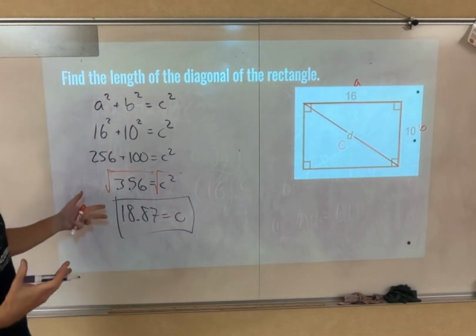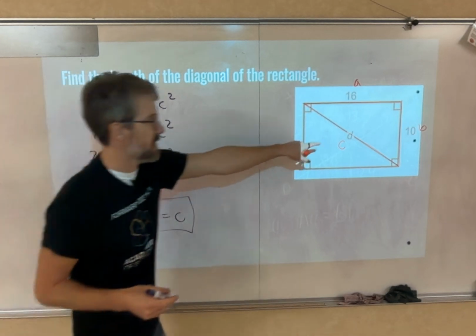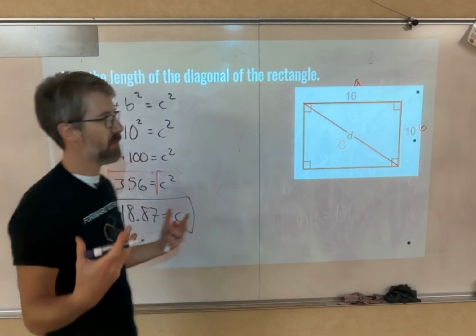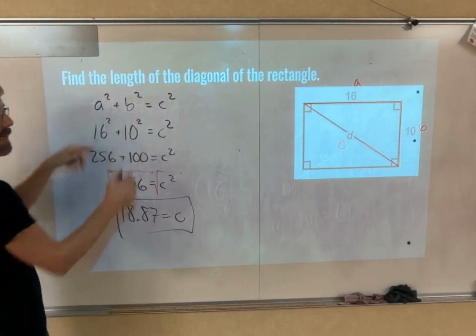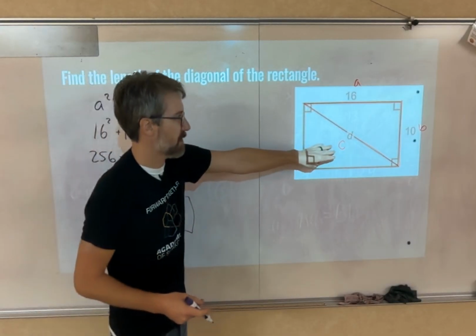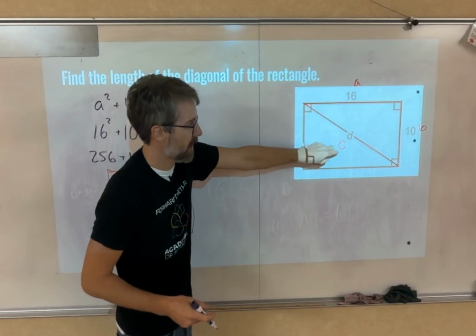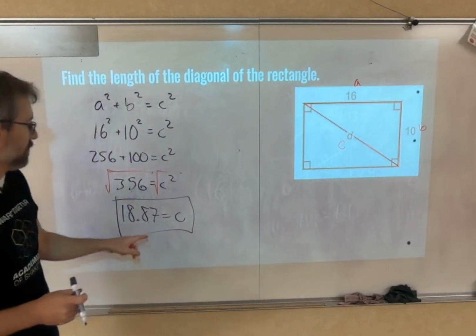Now, it might be a little confusing because I've got a D here and a C here. If we're using Pythagorean theorem, we usually change it to A, B, and C. And in this case, we just have to know that the C value, the hypotenuse, is our diagonal, what we're looking for.